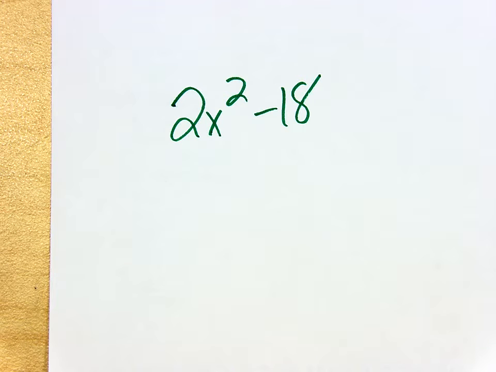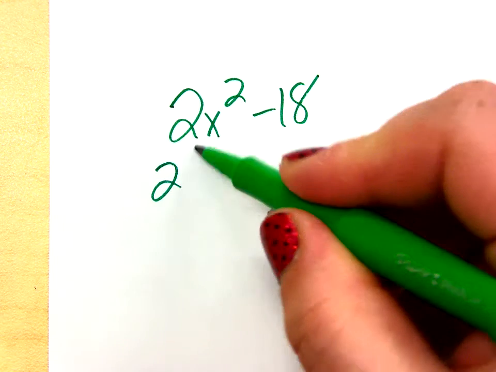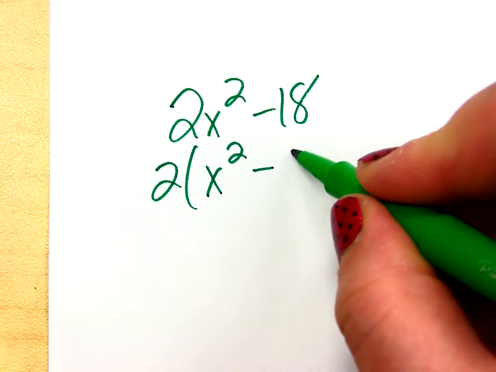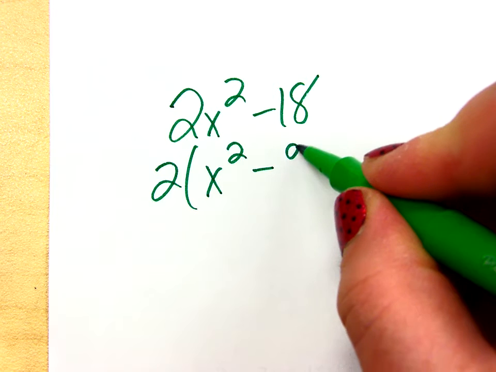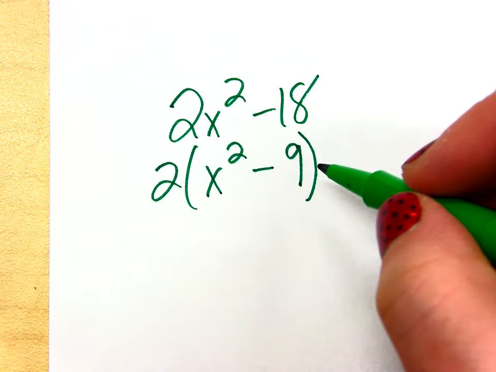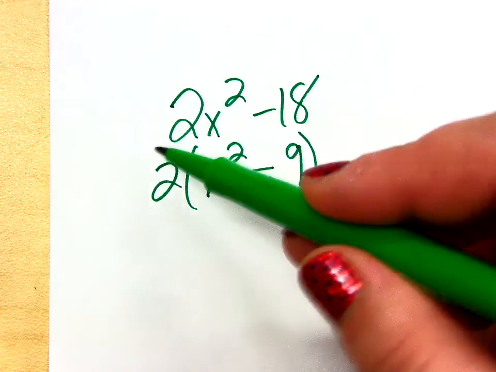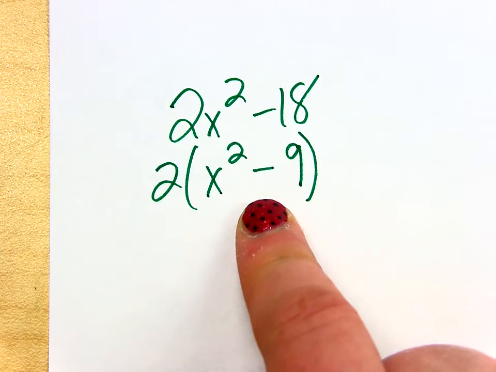Everybody's got an answer? Go ahead, Gianna. 2 and parentheses x minus 3 then parentheses x plus 3. Oh wait, and then the next part would be... Yeah. So first I'm going to take out a 2, and that's what's left, right?